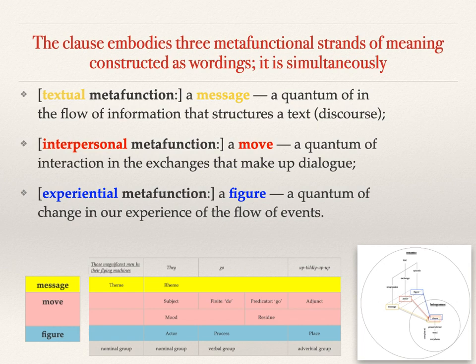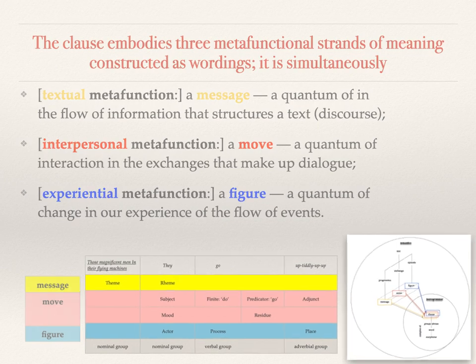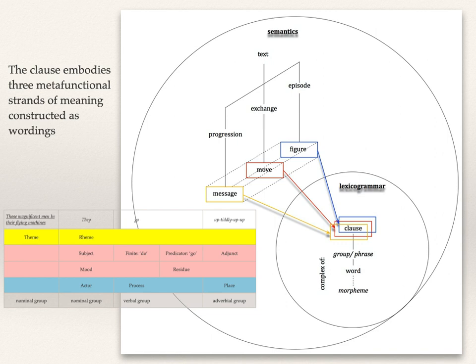And we can visualize this in the following way. If you look at the clause from above, from the point of view of the semantics, the construction of meaning in the clause, we can see that the clause unifies these three different strands or perspectives: message, move, and figure. So semantically they're separated out, as it were, but the grammar serves to weave these three strands together, unify them, map them onto one another in the structure of the clause. But that's precisely why you need, in the physiology of the clause, separate strands for each metafunction.